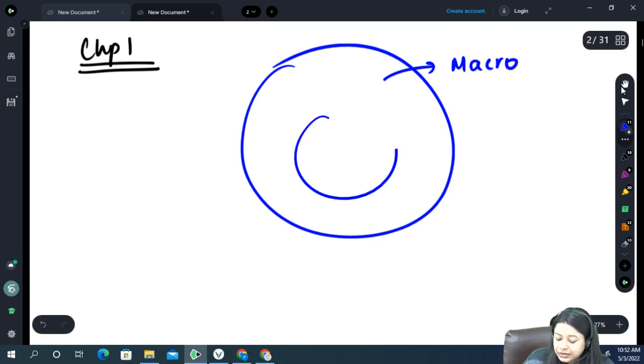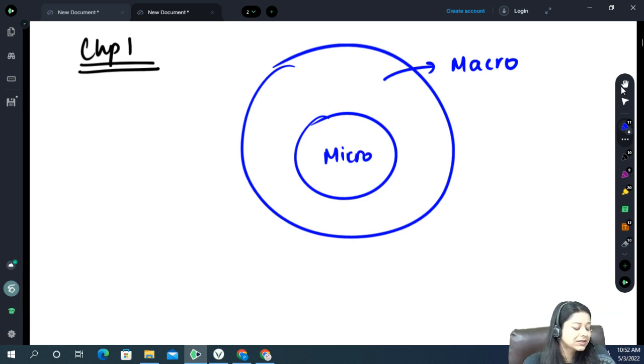Then inside this, it's a subset that we call microeconomics. Now this microeconomics is individual units. Like I have a firm, I have a small store, a grocery store.